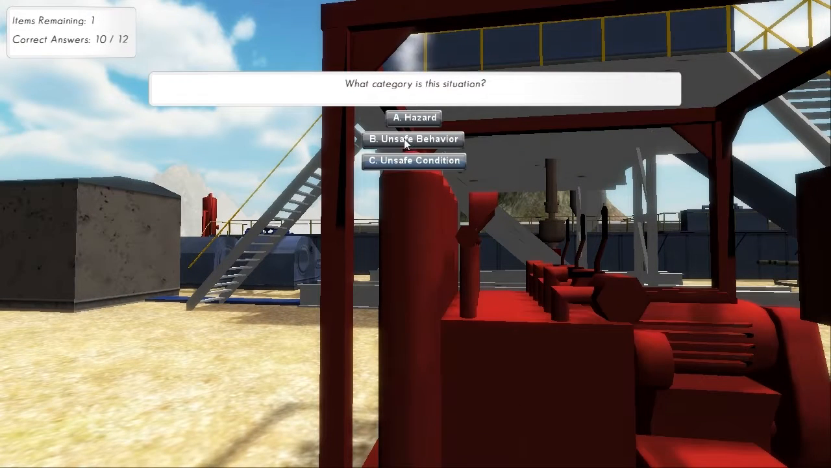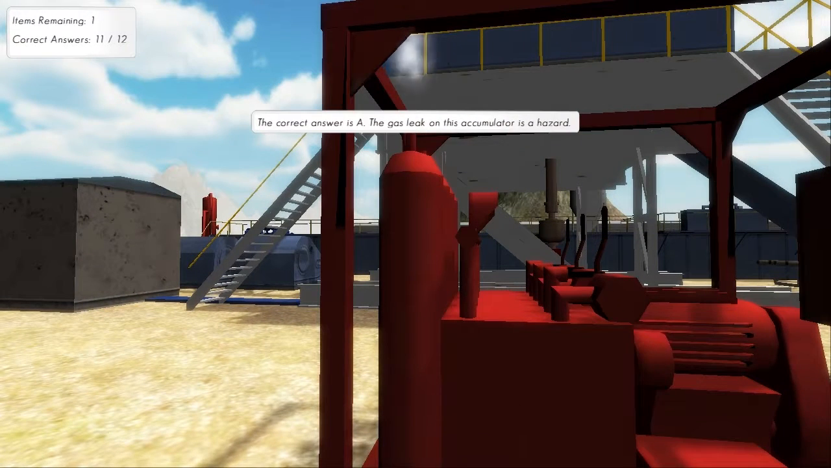What category is this situation? The correct answer is A. The gas leak on this accumulator is a hazard.